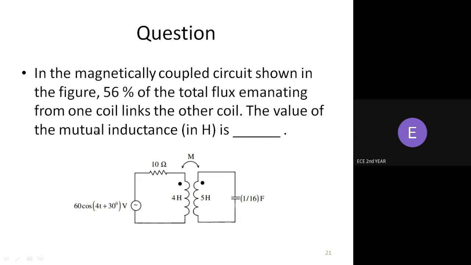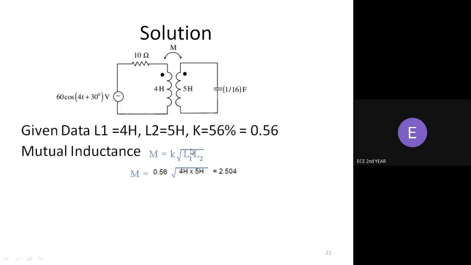So for this we are given that 56 percentage of the total flux is developed here, and this 56 percentage links from one coil to the another coil. So here we need to calculate the mutual inductance between these two coils, and the solution of the problem is, the self inductance values of L1 and L2 are 4 Henry and 5 Henry, and the coupling factor is 56 percentage.